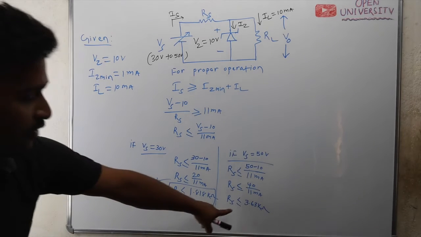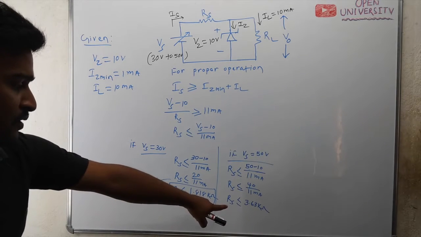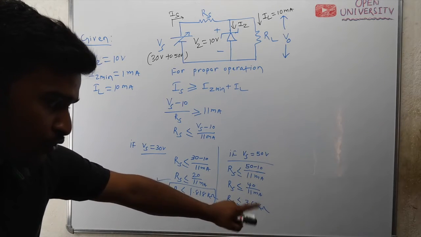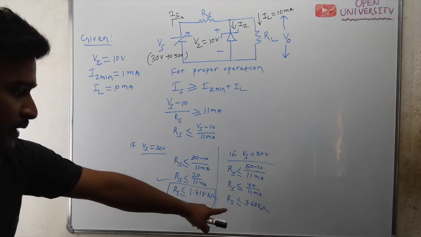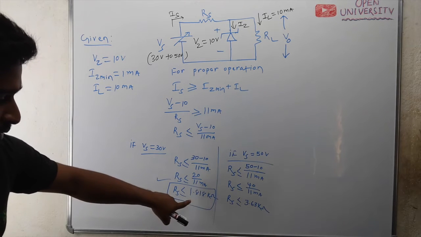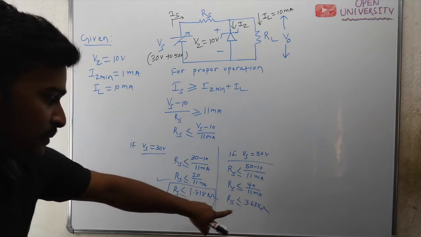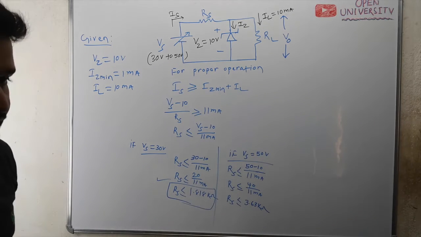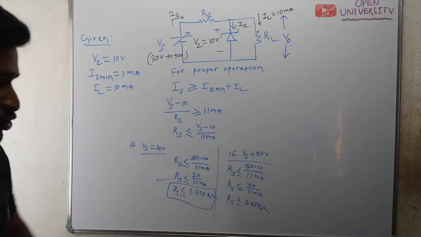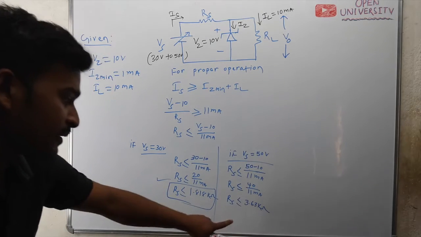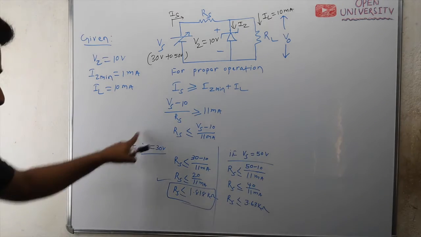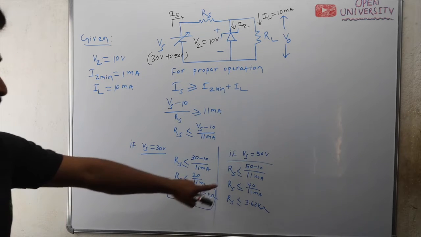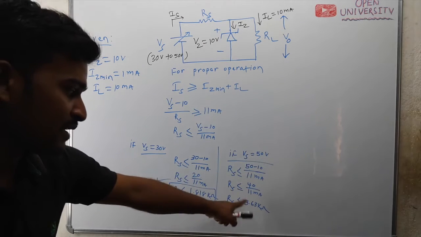Why this cannot be the answer? Because if you consider this value, RS should be less than 3.63 kilo ohm, okay. But here this condition will not be verified, because here it is saying that RS should be less than 1.818 kilo ohm, okay. So how can this condition be verified? For this voltage RS should be less than this value, but for this voltage RS should be less than this value.